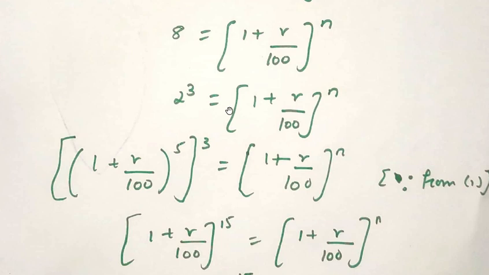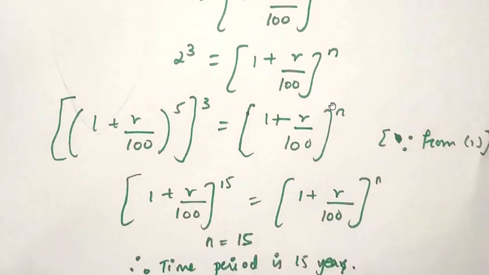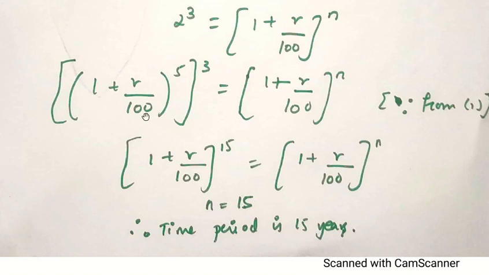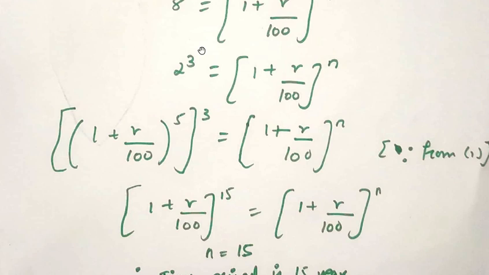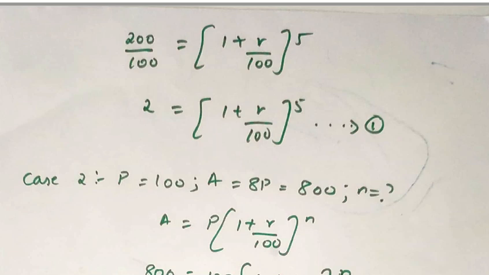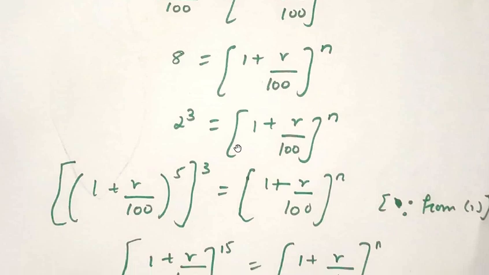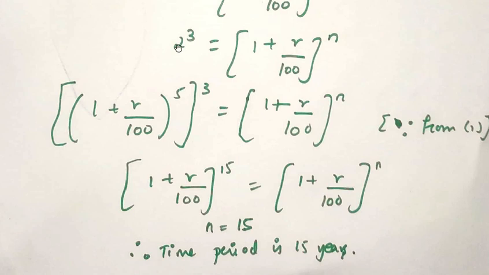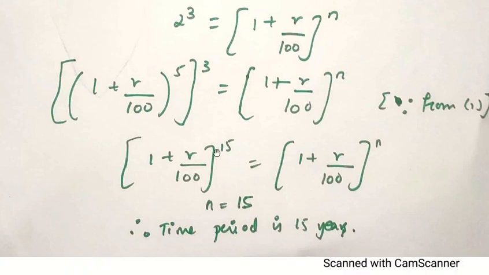So 2 cube can be written as ((1 plus R by 100) to the power of 5) to the whole power of cube, which is equal to (1 plus R by 100) to the power of N. In equation 1, the value of 2 is equal to (1 plus R by 100) to the power of 5, so just implementing that equation for the value of 2, it becomes this to the power of whole cube, which is equal to (1 plus R by 100) to the power of N. So (1 plus R by 100) to the power of 15, 5 3s are 15, is equal to (1 plus R by 100) to the power of N. N is equal to 15. Therefore, your time period is 15 years.